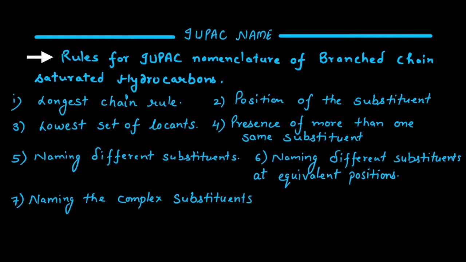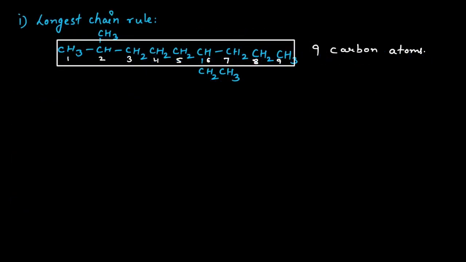So these are the basic rules for IUPAC nomenclature of branched chain saturated hydrocarbons, or simply alkanes. We have to select the longest chain, then the position, then the lowest set of locants, etc. Now let's discuss these rules one by one. The first one is the longest chain rule. I have provided an example.